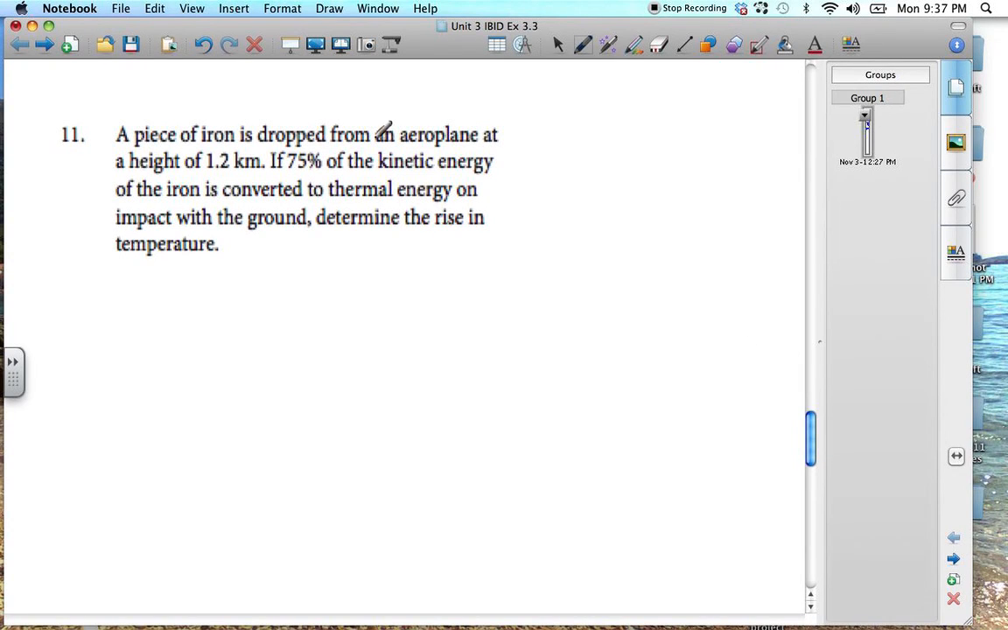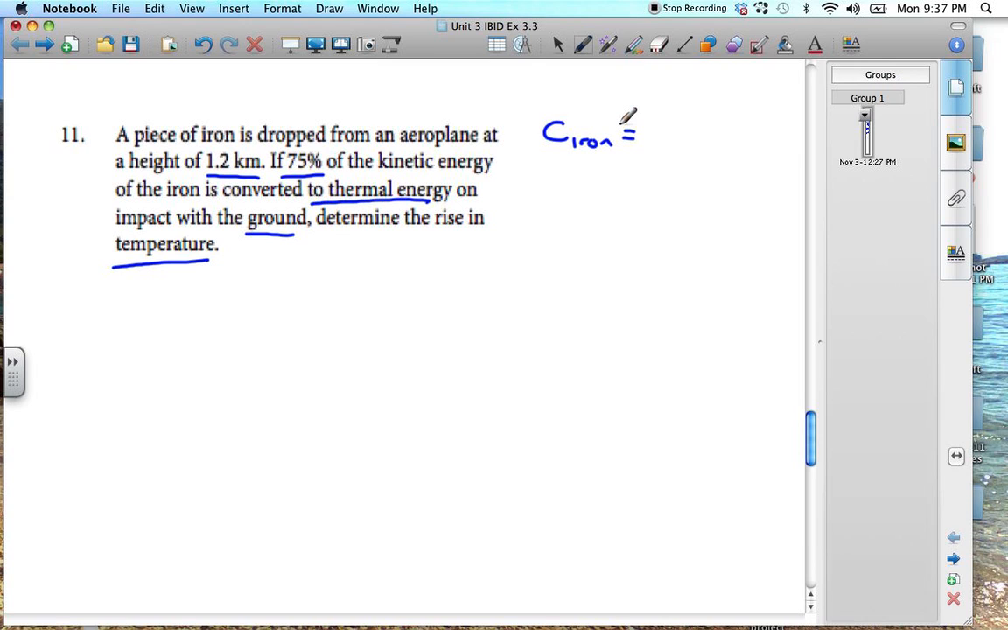A piece of iron is dropped from an aeroplane from a height of 1.2 kilometers. If 75% of the kinetic energy of the iron is converted to thermal energy on impact to the ground, determine the rise in temperature. Okay, we're going to need the specific heat capacity of iron, and it can be found in the book, I think, if I can just get that value.